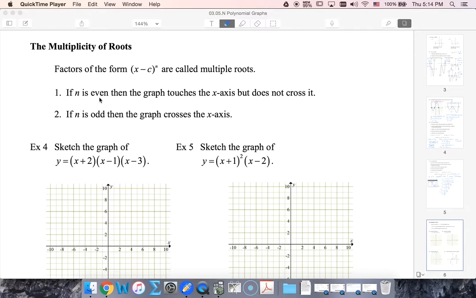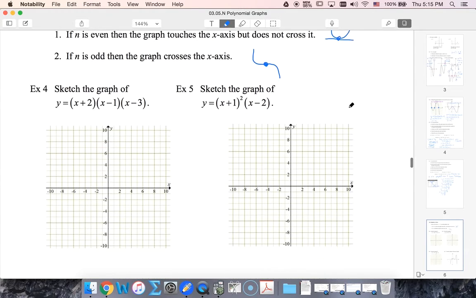So as we saw in the last example, we had a repeated root that was repeated 3 times. So anytime I can factor something and put it in the form of x minus the root to the nth power, we call those multiple roots. If it's even, it's going to touch the axis but doesn't cross it like a parabola. So it'll bounce off the axis, something like that. If it's odd, it's going to look cubic. So it will go through the axis, but it'll flatten out a bit where we have the root.